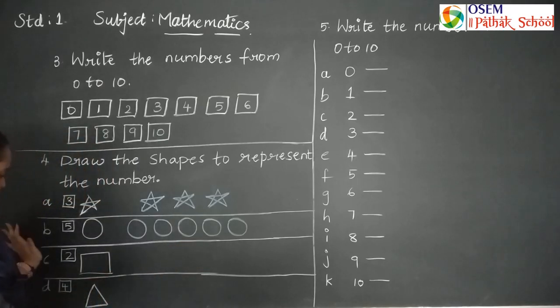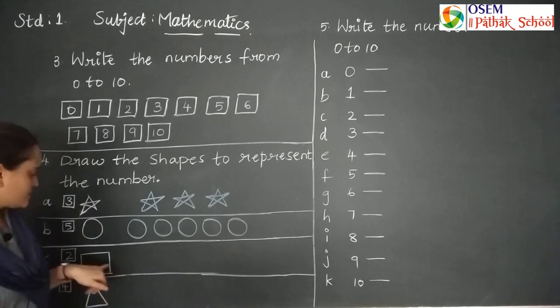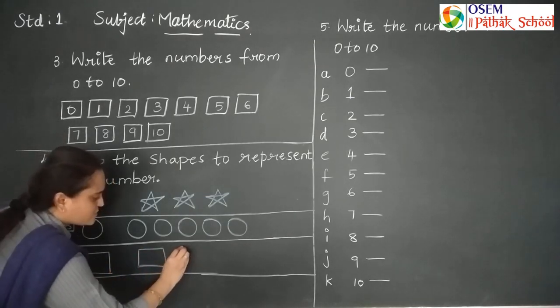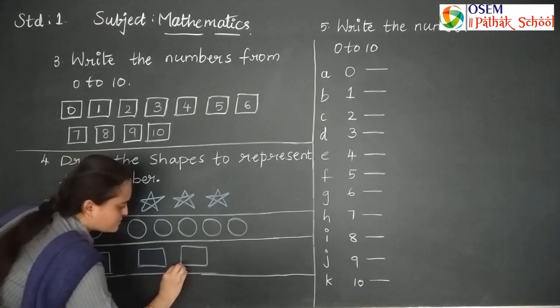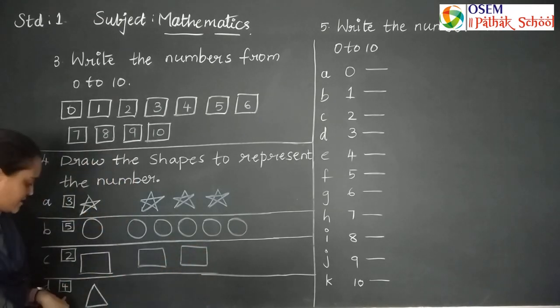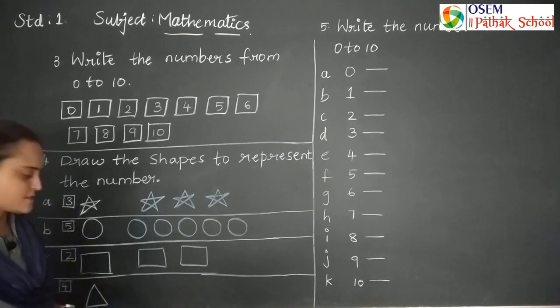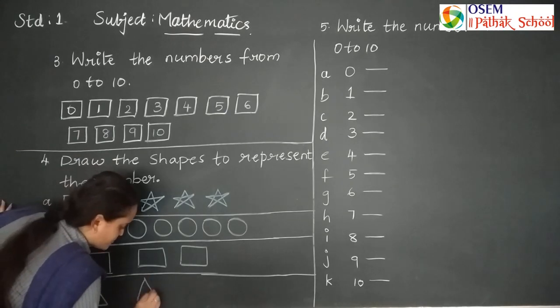Then see, a rectangle is given. How many times do we have to draw a rectangle? 2 times. 1 and 2. Then D. D is given triangle. Then how many times do we have to draw a triangle? 4 times. Then we have to draw the triangle 4 times.